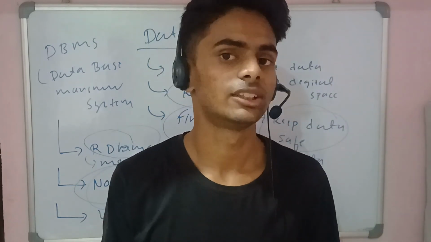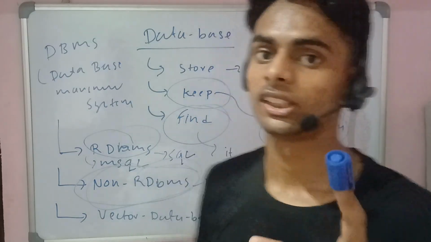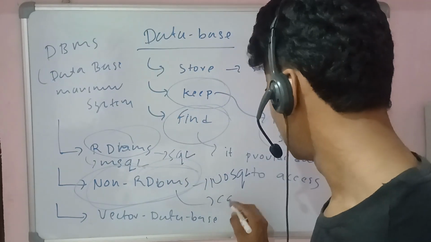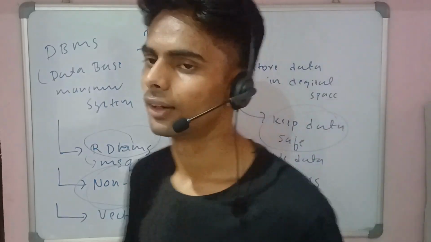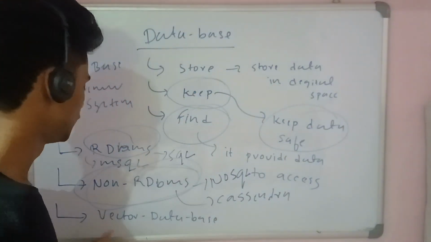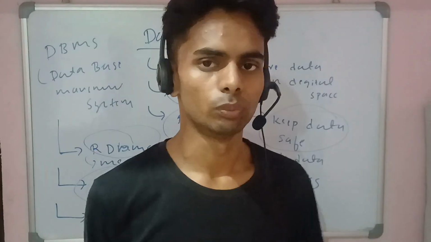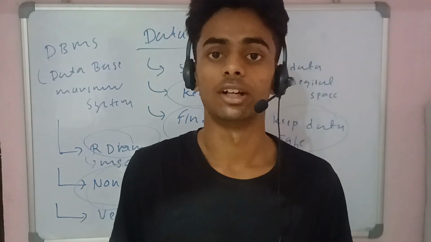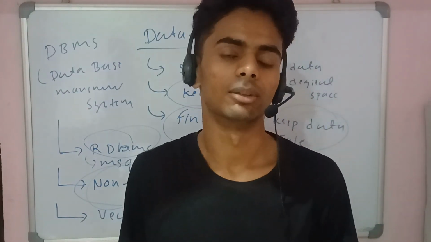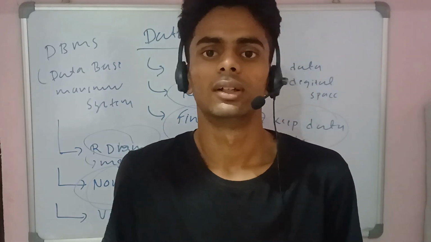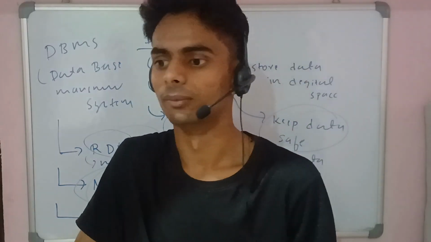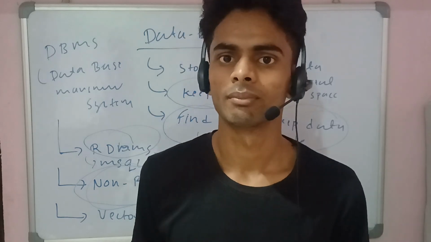I think the best example for a NoSQL database is Cassandra. Then there's the vector database. That really matters when you're talking about artificial intelligence and machine learning. A vector database is all about semantic information. It keeps the semantic data, similar data.